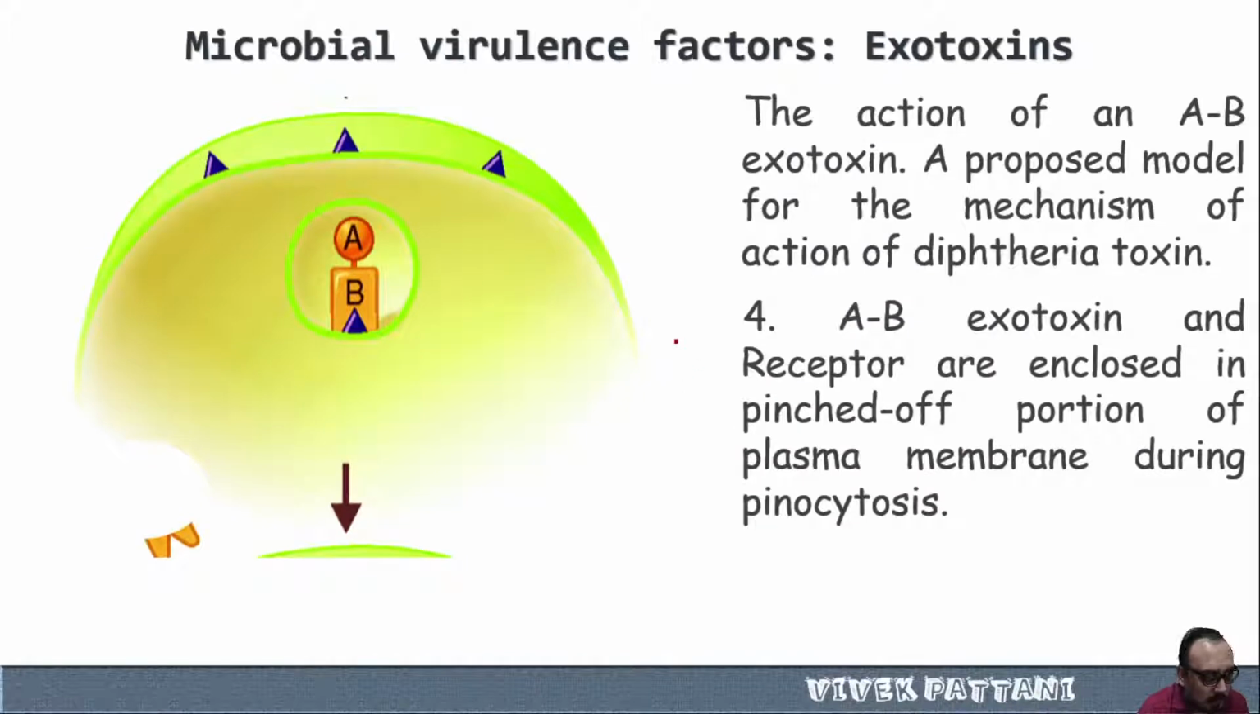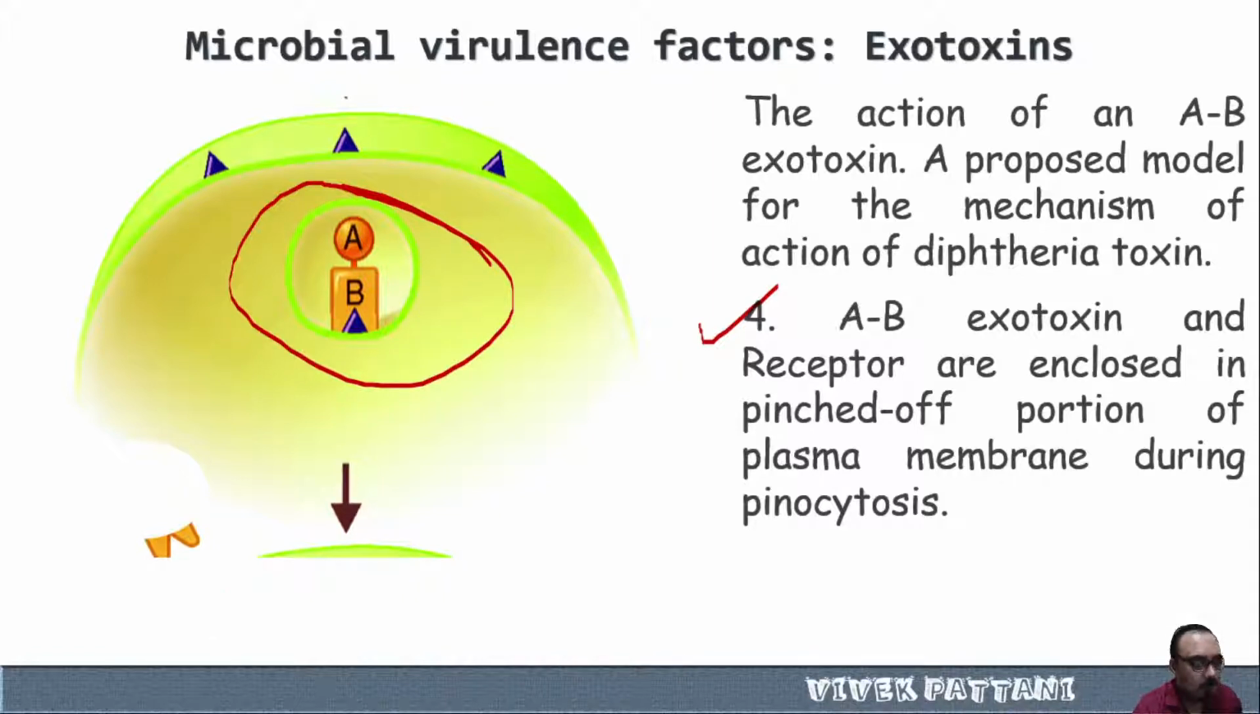Now, in the next scenario, what will happen? The exotoxin and the receptor are enclosed in a pinched off portion of the plasma membrane during pinocytosis. And what is pinocytosis? What is pinocytosis?